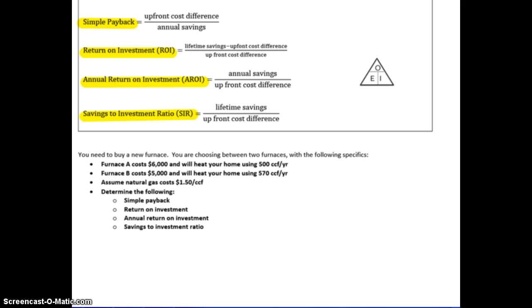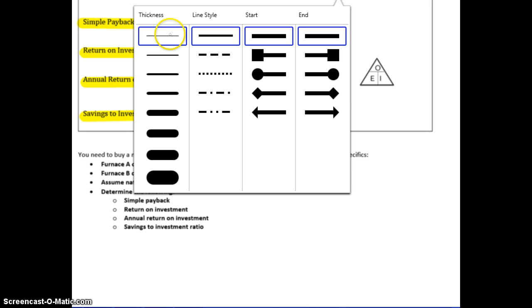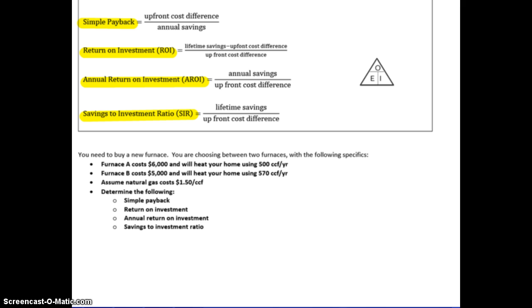Okay, so if you look at the actual equations here, I want you to take a look and feel free to press pause and see if you can find the three things that you need to figure out to get all of the values for these metrics. So take a second and see if you can figure that out.